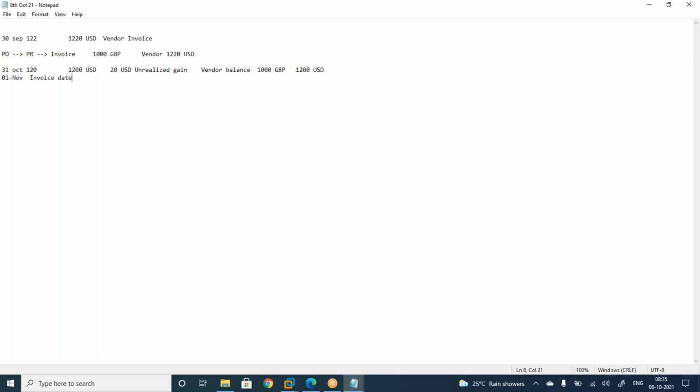Yes. Now on the 1st of November, you need to run this one so that it will become reversed. If you are not running it on 30th November, anyhow when you run it, at that time this 20 will be reversed. Got it. Okay, it's a different behavior of this ERP. Got it. That's why I was confused.